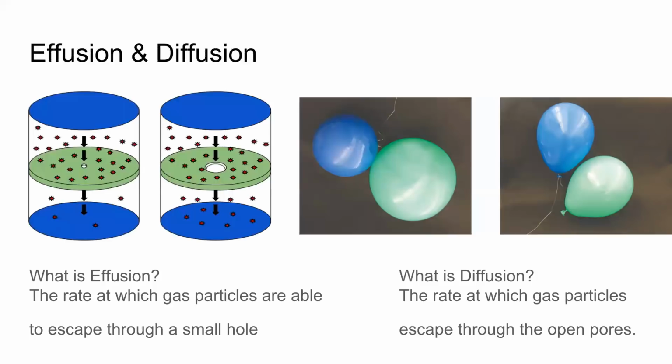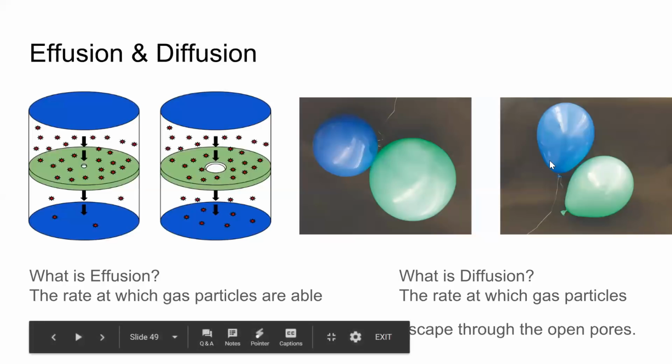So if you have a balloon, depending on what gas is filling up the balloon, that will determine whether you have faster or slower diffusion. Take helium gas versus nitrogen gas. We know that nitrogen is a larger molecule than helium. Since helium is such a small molecule, it can slip through more of the pores than nitrogen can. That's the reason why. So let's imagine the blue balloon is helium and the green one is nitrogen.